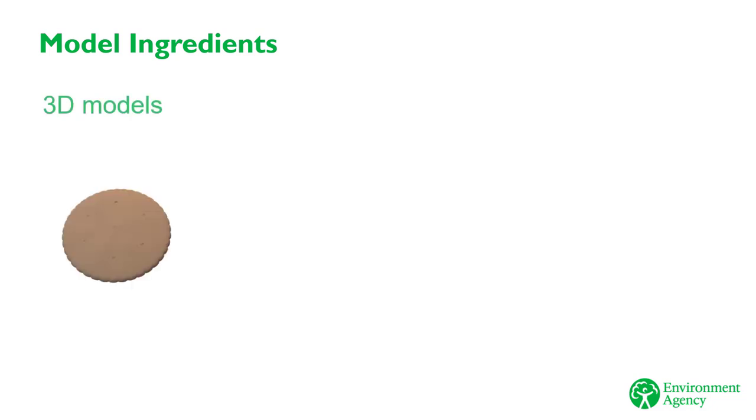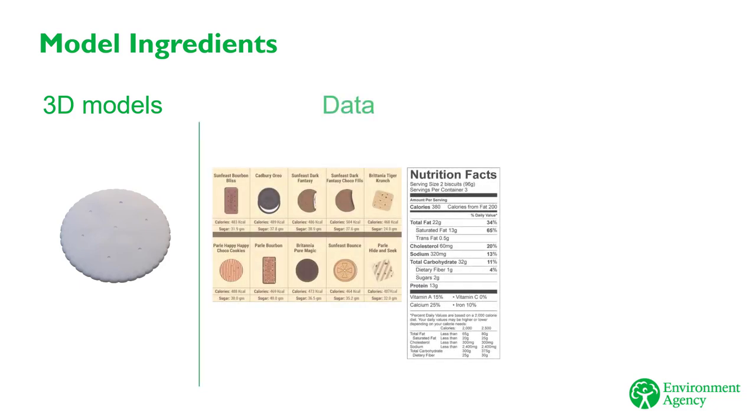We could use a biscuit as a basic example of how federated models can be broken down into their component parts. The 3D model of the biscuit captures the form of the biscuit, describing its 3D geometry digitally. The data is the unseen information associated with the biscuit that is usually featured on the packaging, like the type of biscuit, the ingredients, how many biscuits there are in the package, etc. These provide additional information about the 3D model.